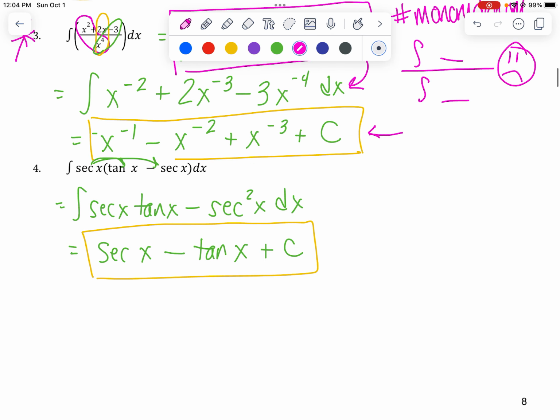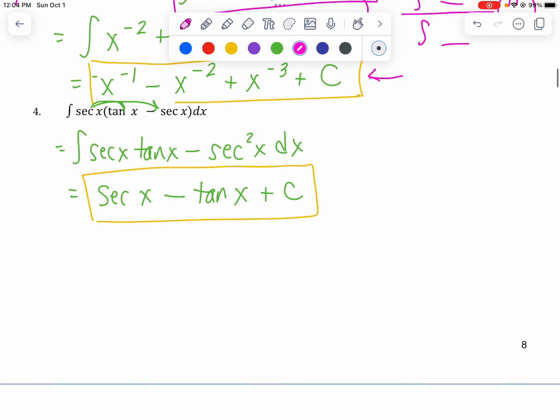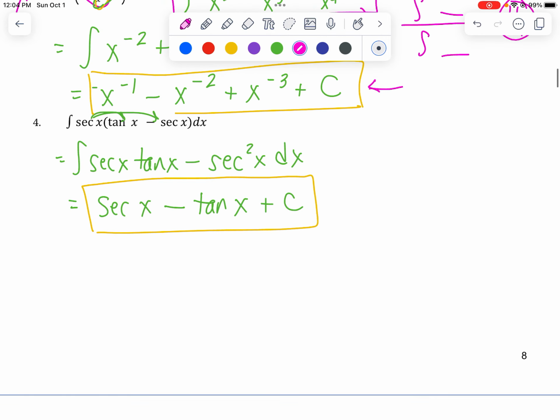Okay, question 4, again, algebra helps you to do the calculus. Okay, so you just need to distribute here, and that should leave you with some recognizable integrals. Okay, recognizable things to anti-differentiate.